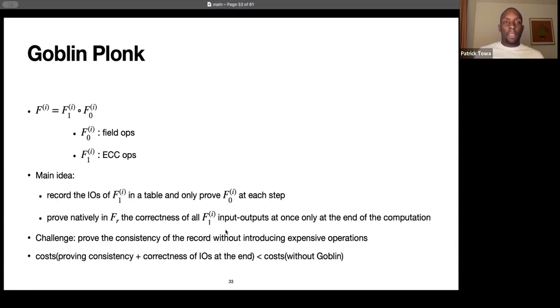And this only makes sense if the cost of proving consistency, plus the cost at the end of proving that those non-native operations are correct, is strictly smaller than the cost of just doing IVC without any of these ideas like proving things non-natively. So this is what we would ideally like to get.